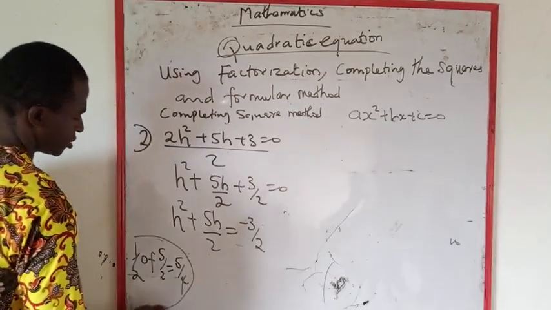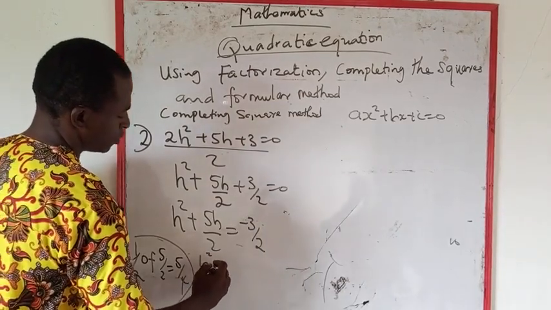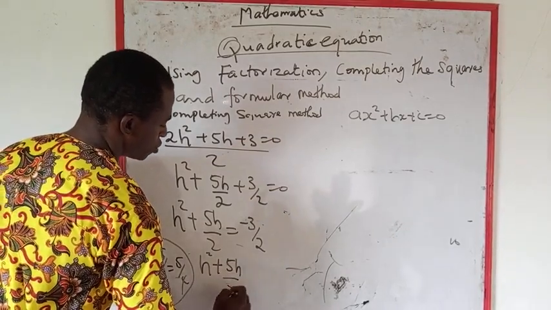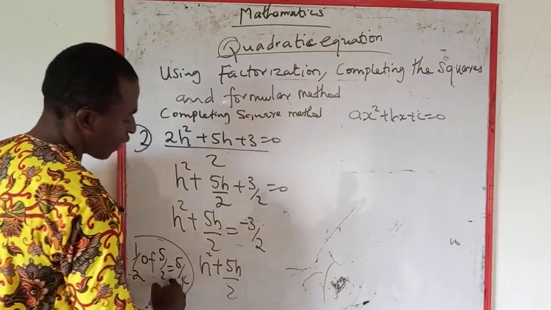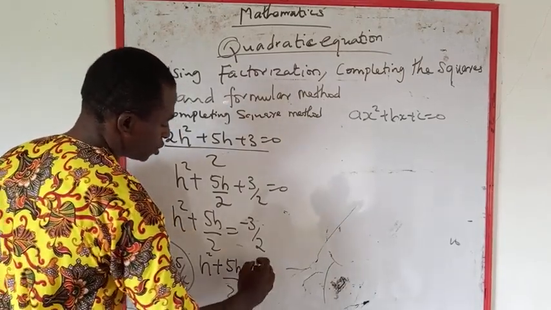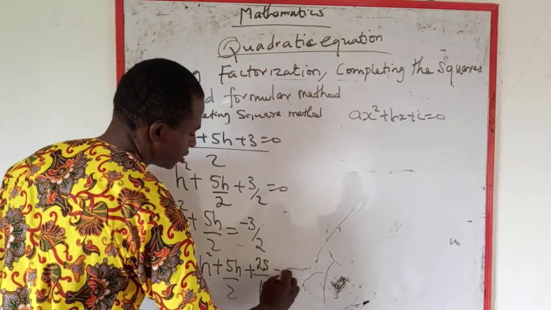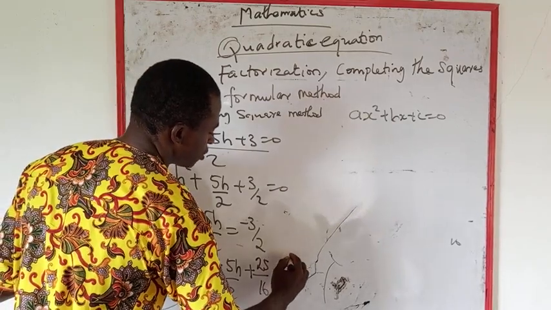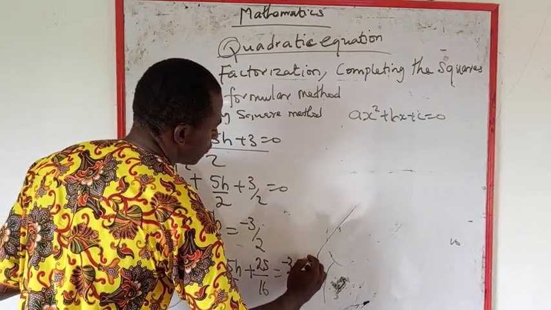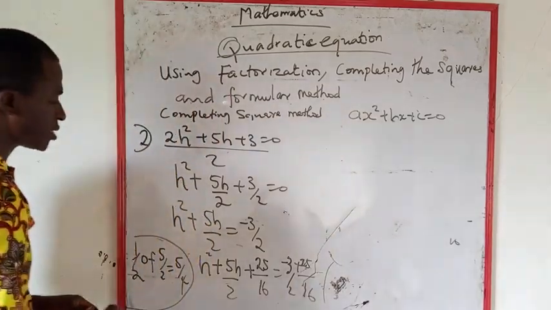Don't forget that. So we now have h squared plus 5 over 2 h. Half of it is 5 over 4. We are going to square it and add to both sides. When we square it, we are going to see 25 over 16, equal to minus 3 over 2 plus 25 over 16. That is the next stage.